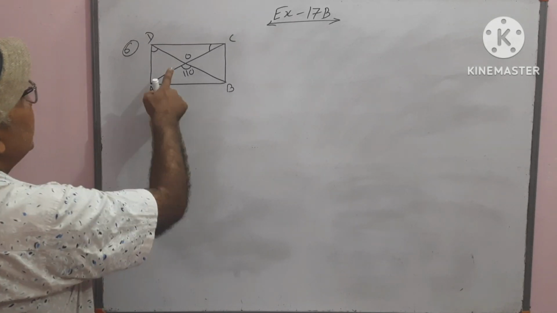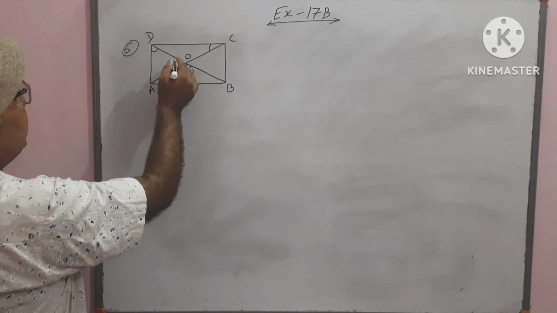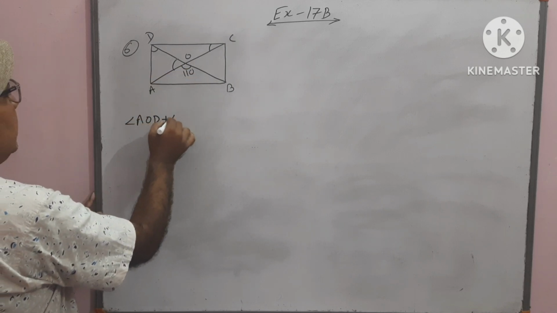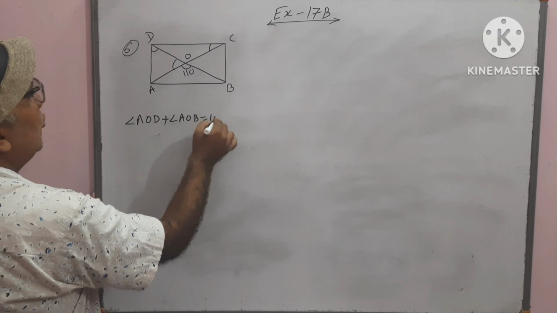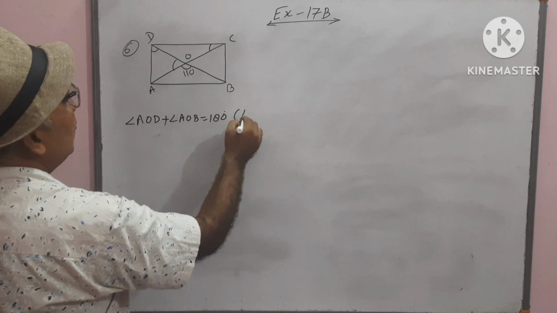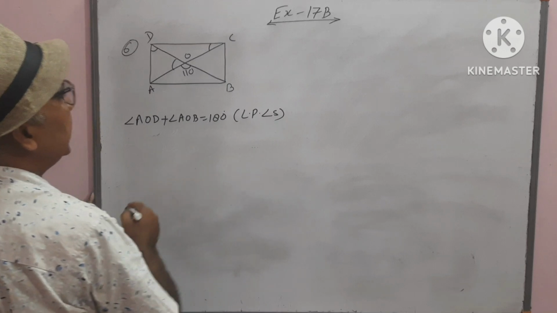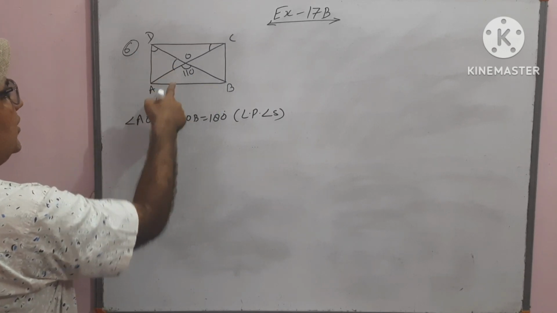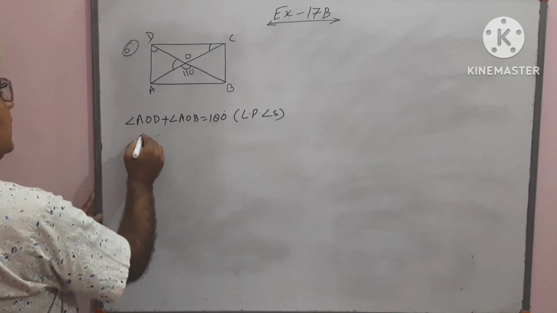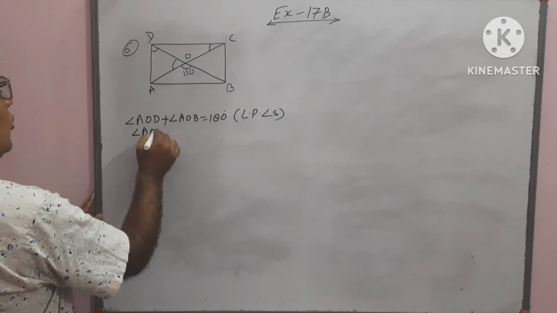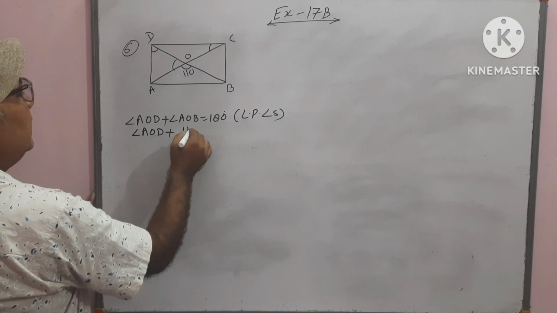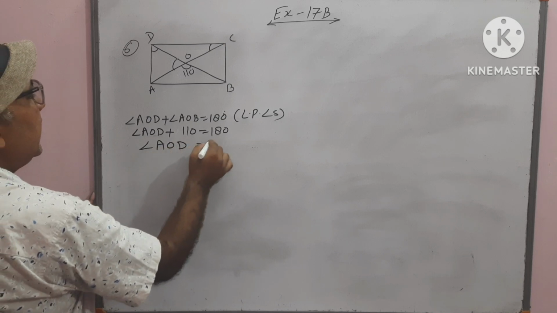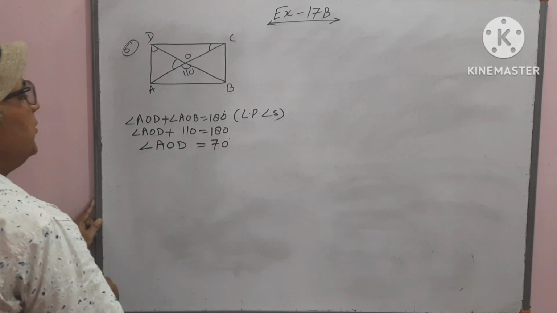Just notice it. If this angle is 110, we can find this angle AOD. Angle AOD plus angle AOB is equal to 180 degrees. Why? Because these are called linear pair angles. On a straight line, if two angles are formed, then they are called linear pair angles. Angle AOD is not given, AOB is 110, that means angle AOD is equal to 70 degrees.